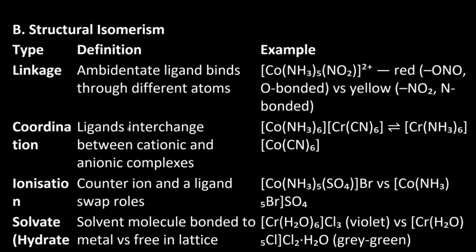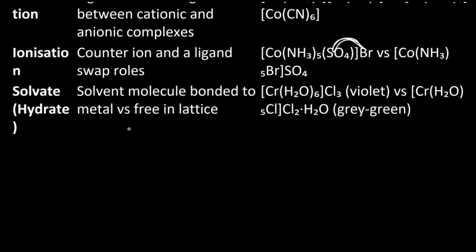Okay. Then structural isomerism. Linkage isomerism means, as I told you, the ambidentate ligands come up a lot here: NO2, SCN, CN, like that. Coordination isomerism means interchange of ligands within the coordination sphere. Ionization isomerism means interchange of a ligand and the counter ion happens. And solvate or hydrate isomerism, where the H2O molecules coordinated exchange with the ions outside the sphere.